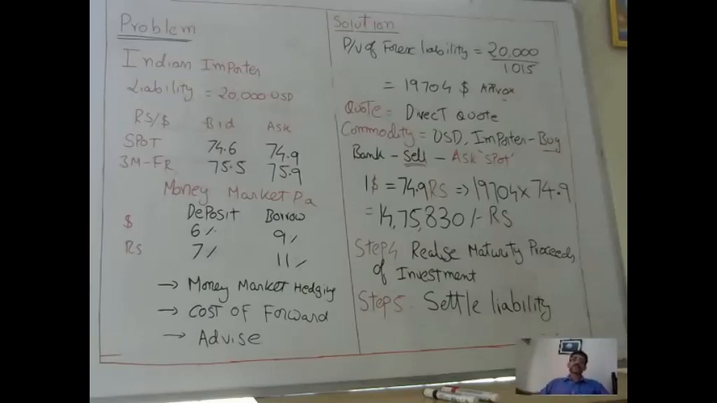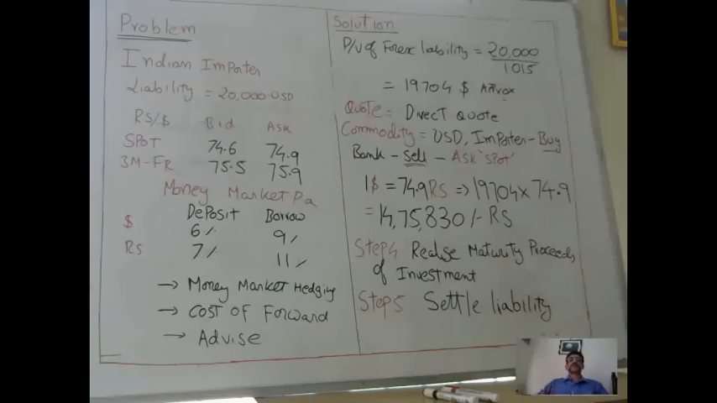Once you invest this 19,704 USD, it will grow at 1.5% for 3 months. That will become what? 20,000. So you are investing at 19,704. That investment in 3 months will become 20,000. Then what will you do?